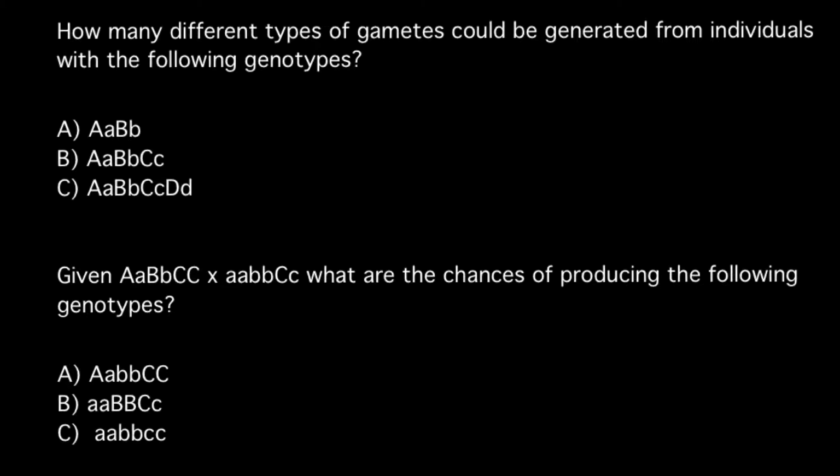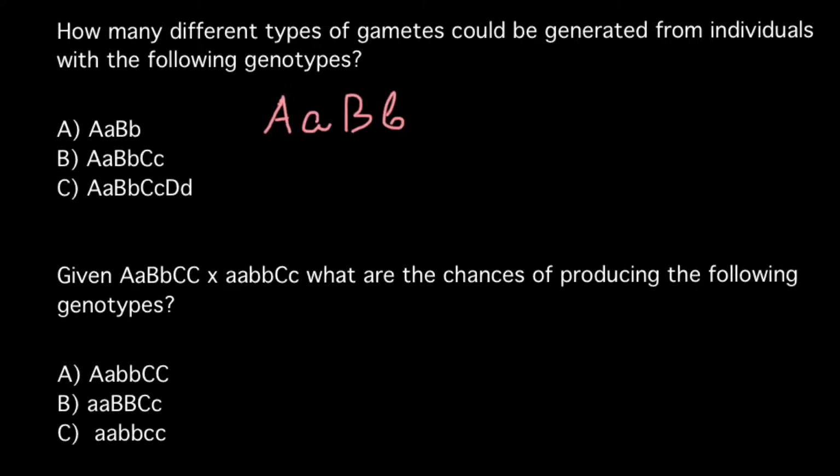So let me write down this genotype once again. This is capital A small a and capital B small b. Gametes would be haploid, so we would have only one out of these two alleles in the gamete, and one out of these two. This represents one gene and two allelic forms, and the same is here.